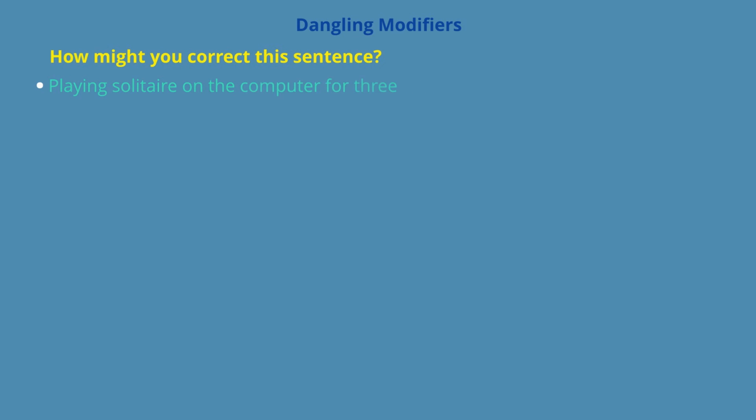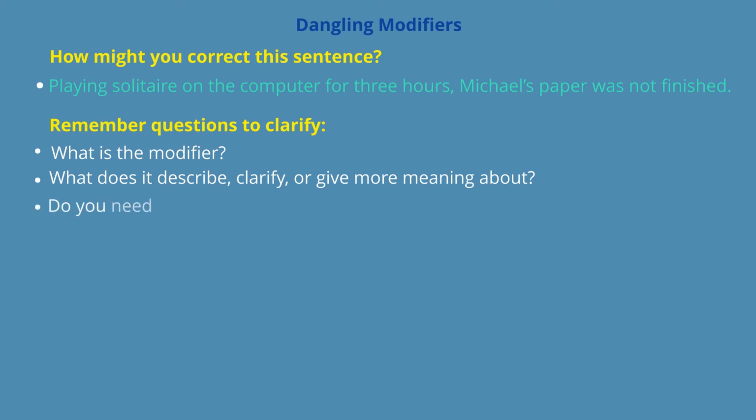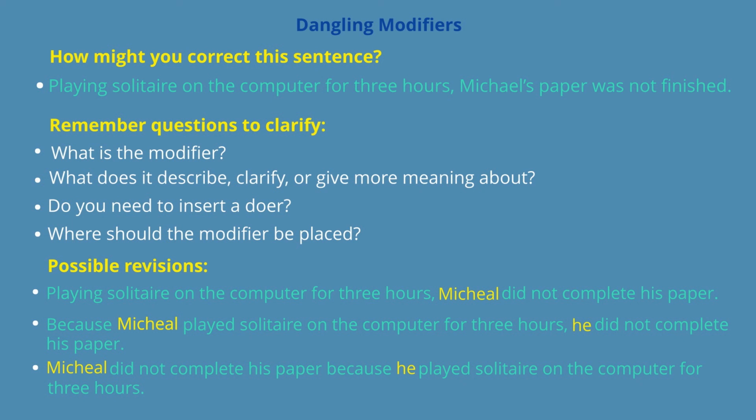How might you correct the following sentence? Remember questions to clarify. What is the modifier? What does it describe, clarify, or give more details about? Do you need to insert a doer? Where should the modifier be placed? Possible revisions.